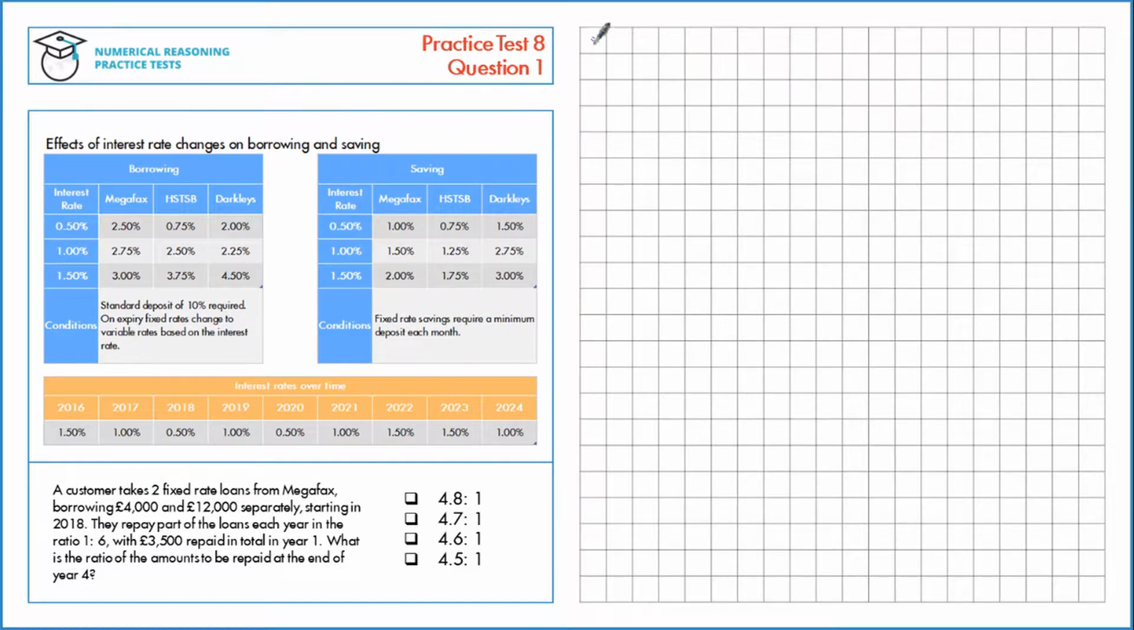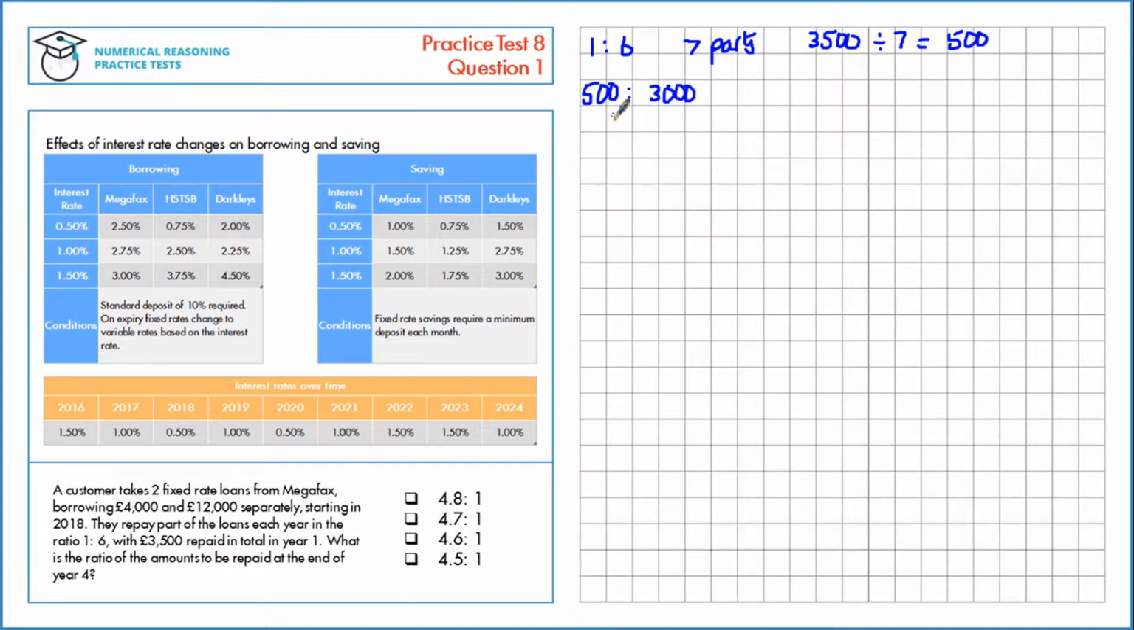First, we have the ratio 1:6, which is 7 parts total. If we know that the initial repayment is £3,500, we can find out what one part is. 3,500 divided by 7 is £500 for one part. That means that if we take this ratio and multiply it by 500 on both sides, we'll have £500 and £3,000. So in year 1, £500 is repaid on the first loan, and £3,000 is repaid on the second loan.